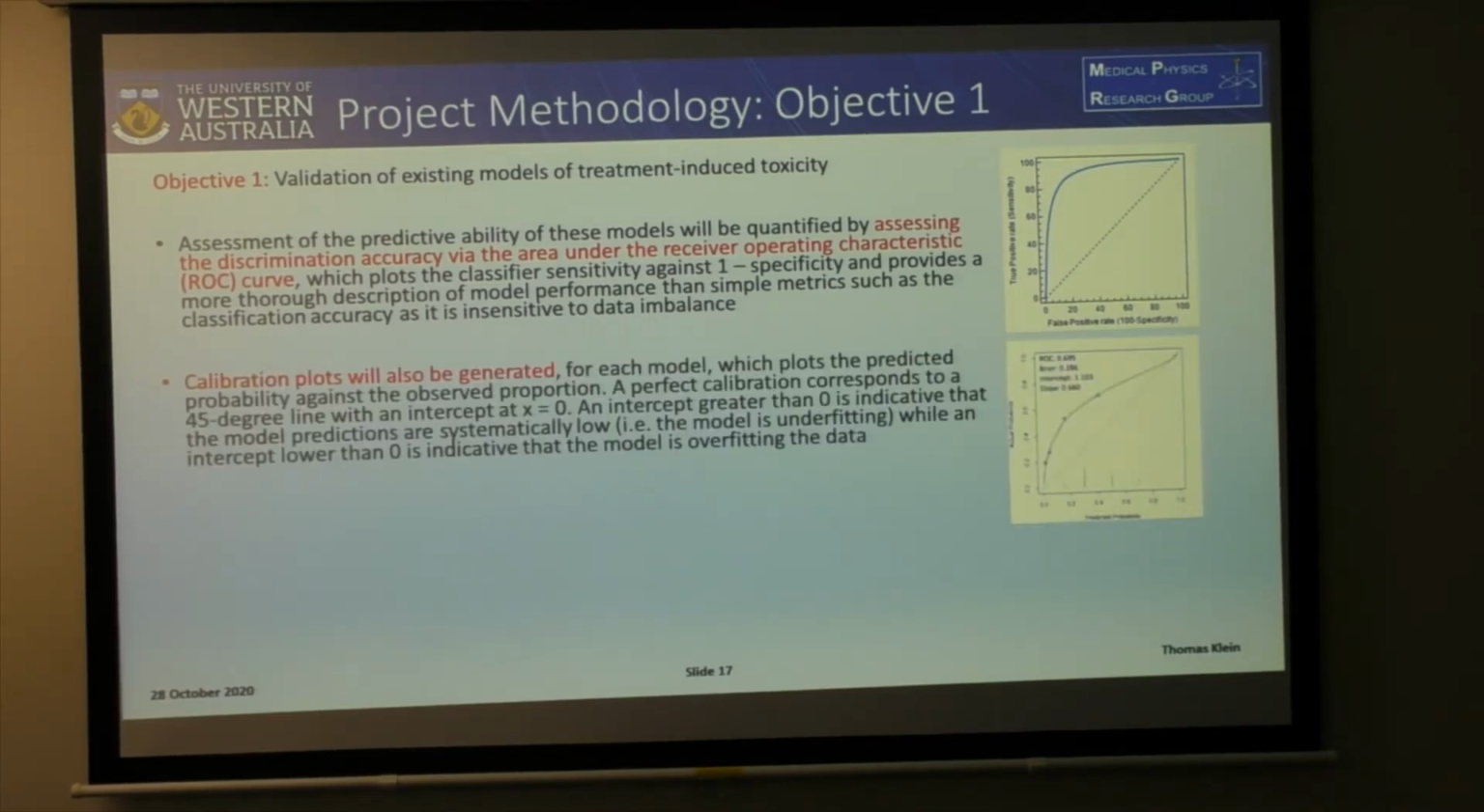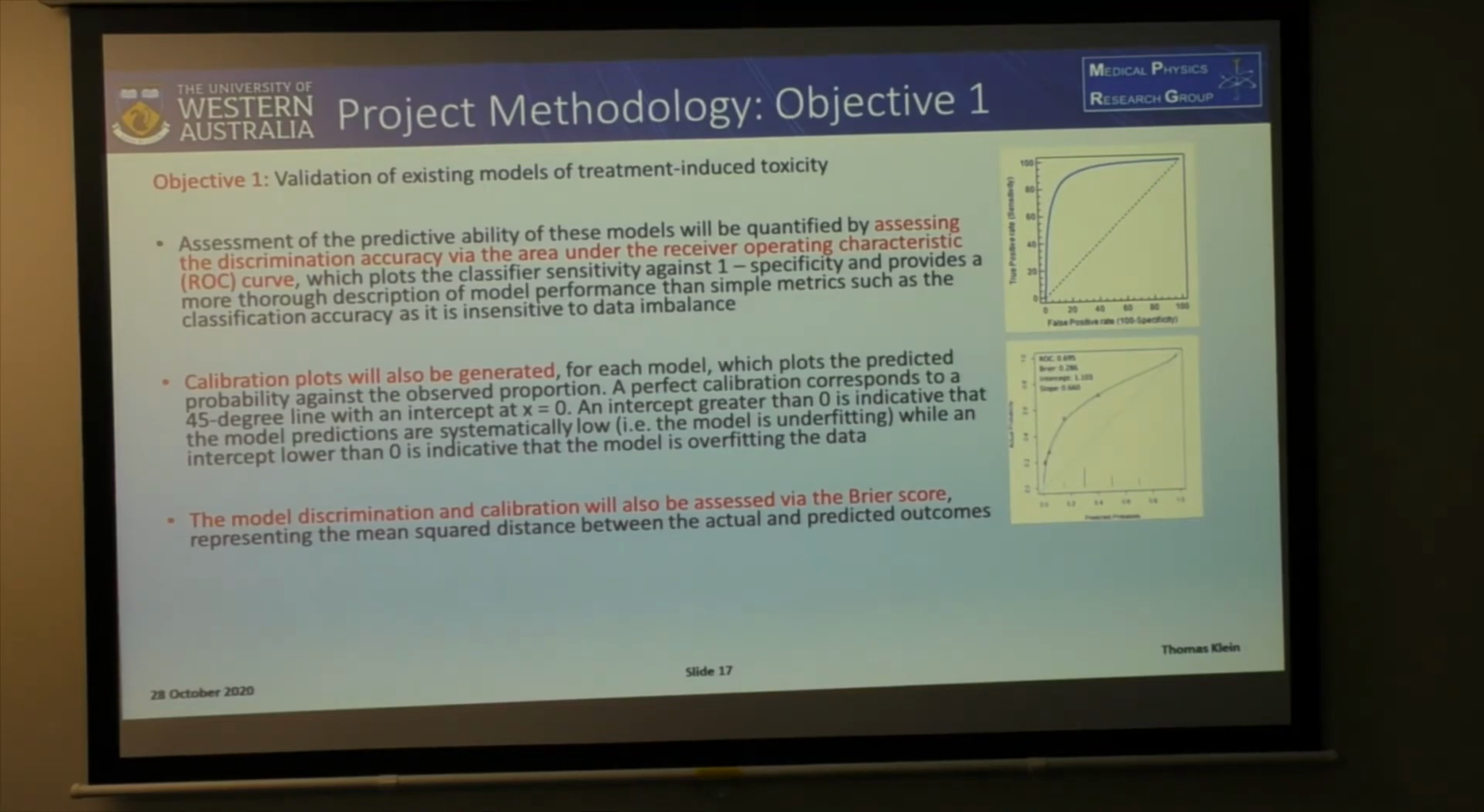We'll also generate calibration plots, which can give us an indication as to whether the model is overfitting or underfitting, with a perfect calibration being a straight 45-degree line. So we can then assess the model discrimination and calibration with the Brier score, which is the mean squared distance between the actual outcome and the predicted outcome.